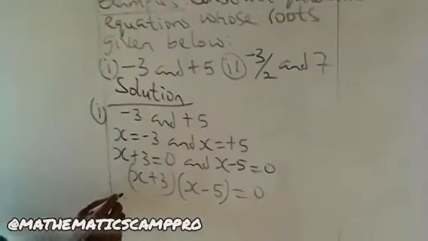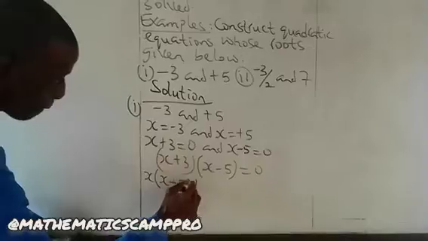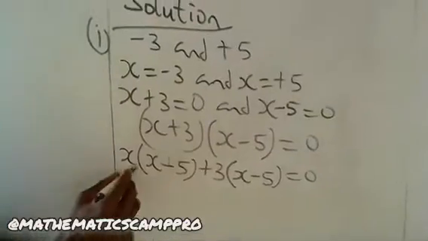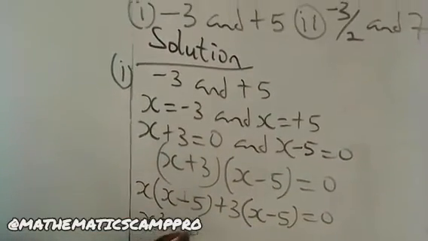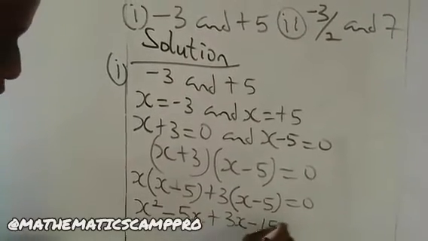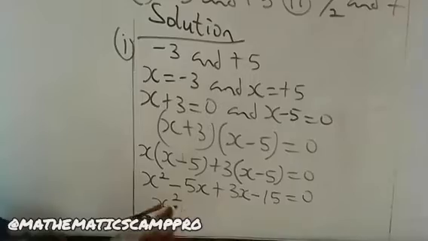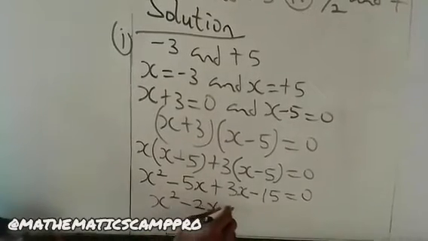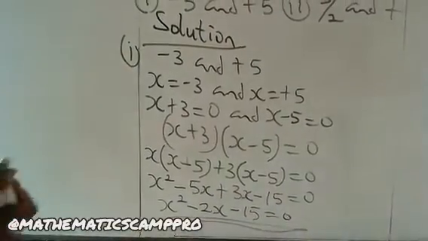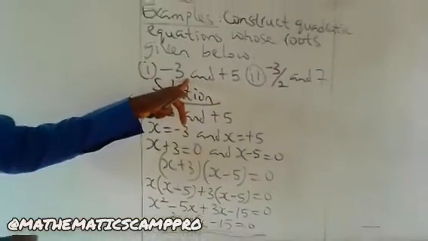Now let's expand. x(x - 5) + 3(x - 5) = 0. We have x squared minus 5x plus 3x minus 15 equals to 0. Now we have x squared minus 5x plus 3x, that's minus 2x, minus 15 equals to 0. Now we have been able to construct a quadratic equation from the solution or the values gotten.